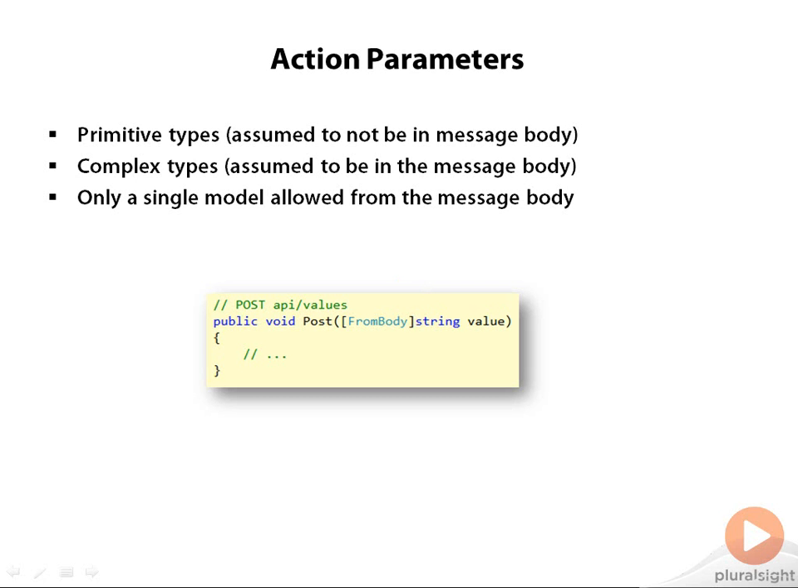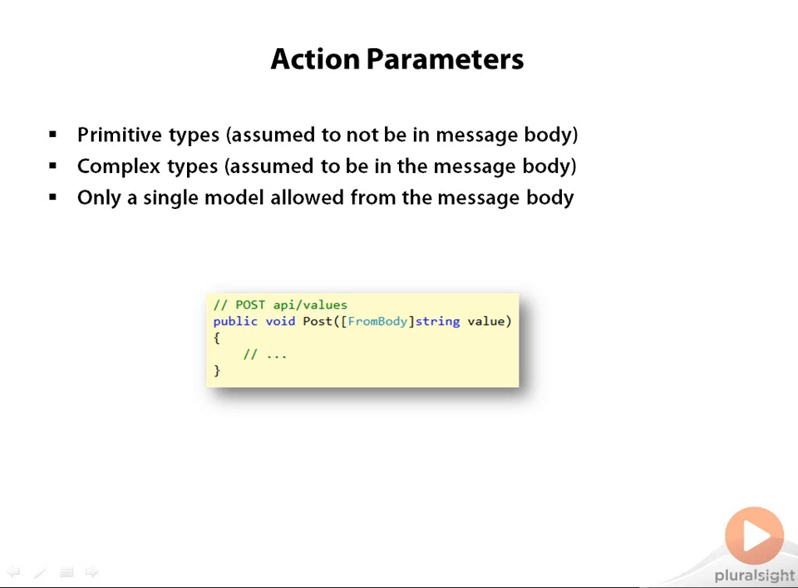Complex types, on the other hand, the Web API assumes will be in the HTTP message body, like the body of a POST request or the body of a PUT request. POST, by the way, is generally used to update a resource. If we want to update a video, we could post to the Video API controller, while PUT is generally used to create a new resource. And of course, GET is to read and delete is to destroy. I'll show you examples of all these in just a bit.